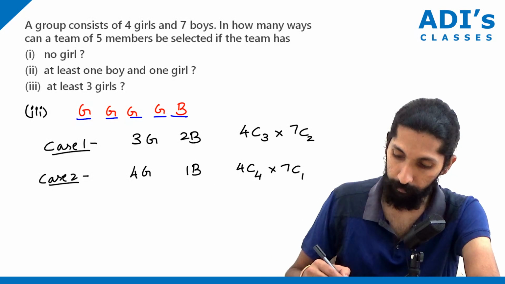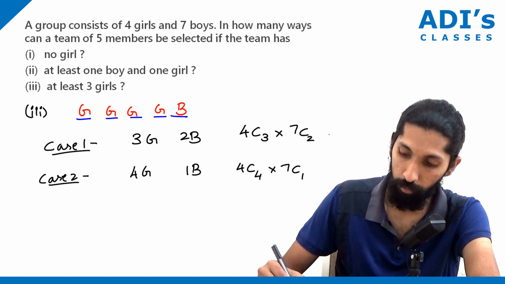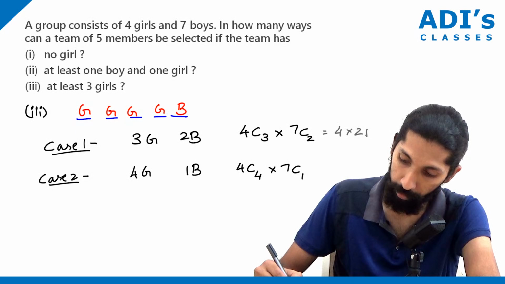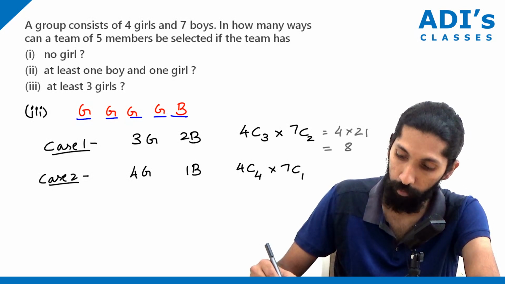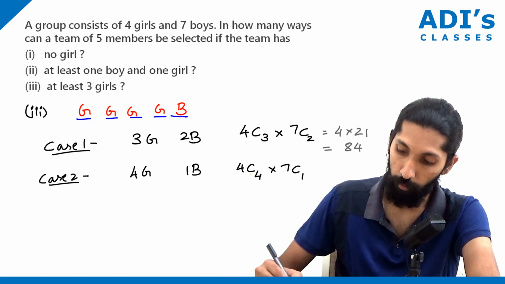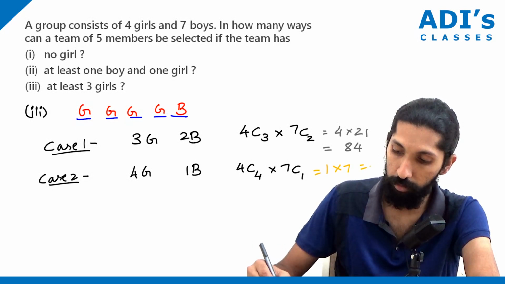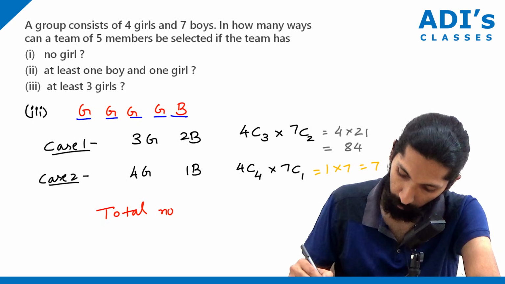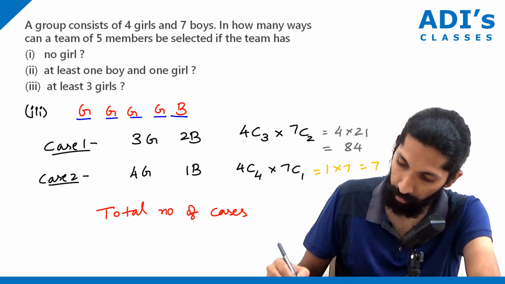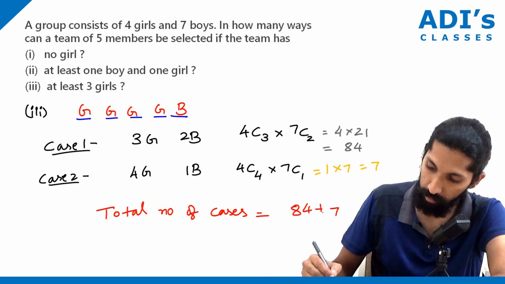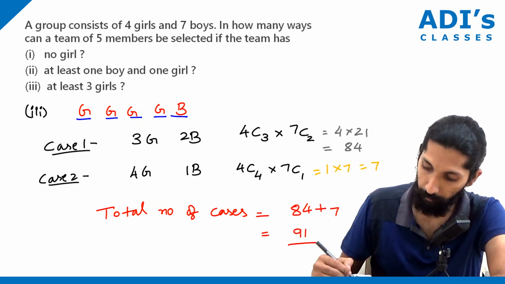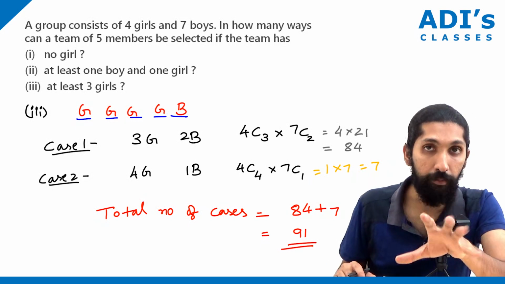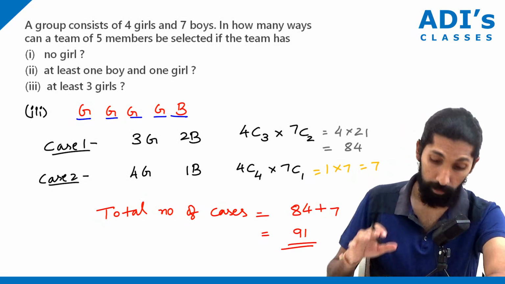So the first case, 4C3 is 4 into 7C2 is 21. Correct? 4 into 21. This is going to give us 84. Next, 4C4 is 1 into 7, which is equal to 7. So total number of cases will be 84 plus 7, which is going to give us 91. Fair enough? 91. So the answer for the third one is going to be 91. So many cases are there. Fair enough? This is the answer for the first one.